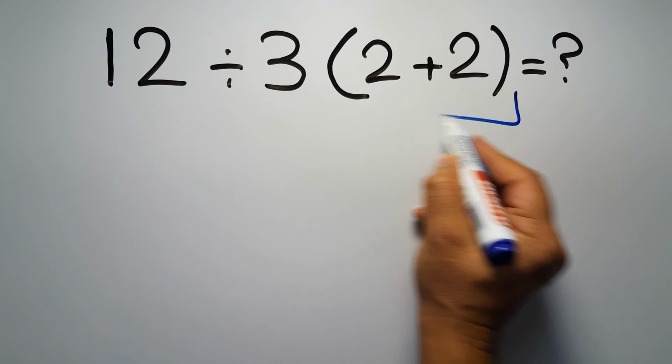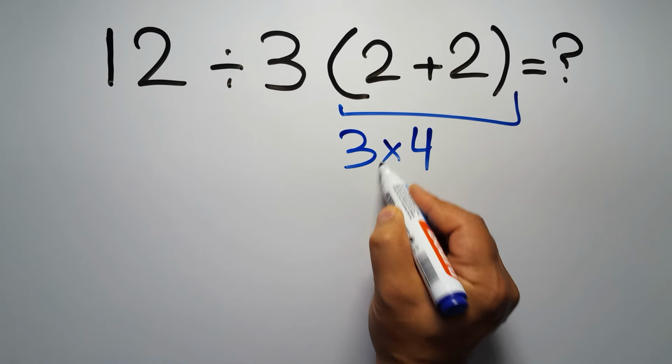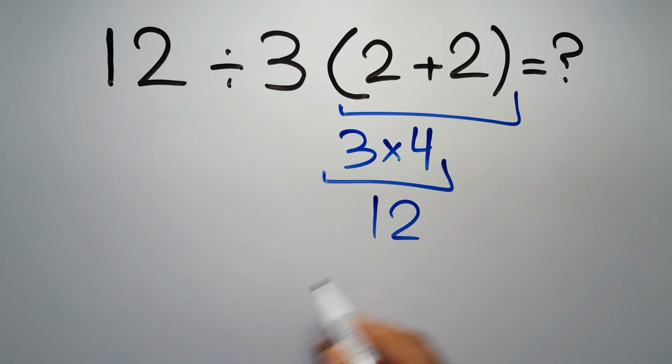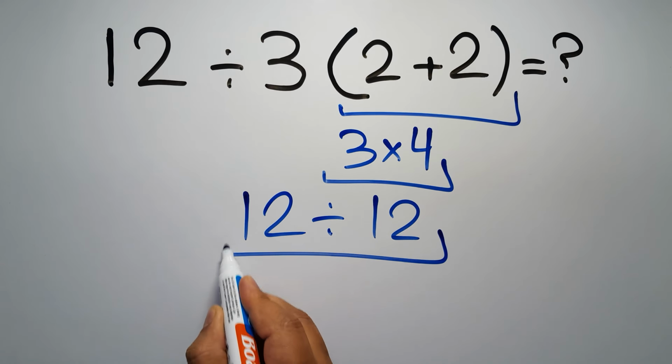2 plus 2 gives us 4. And 3 times 4 equals 12. So 12 divided by 12 is just 1.